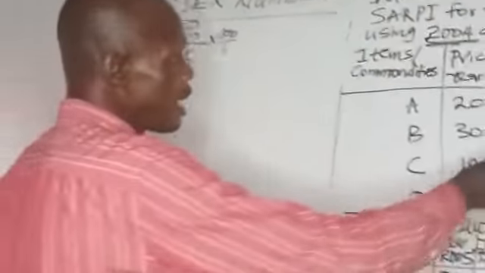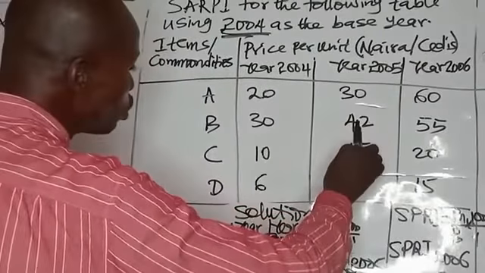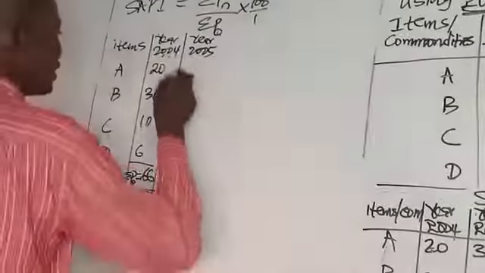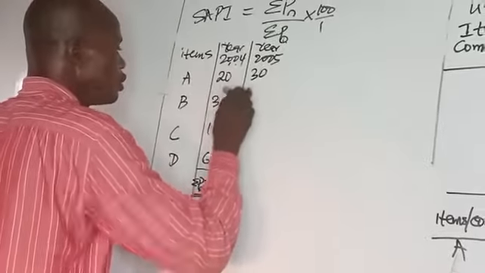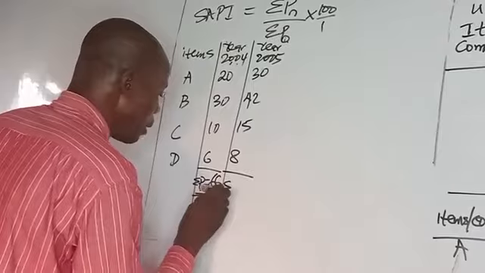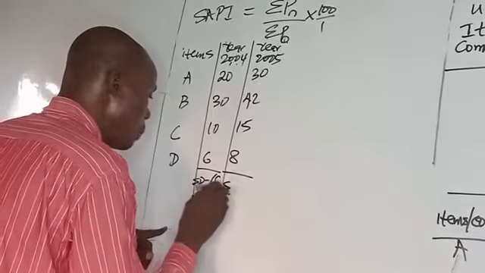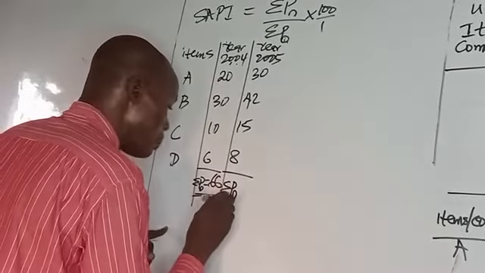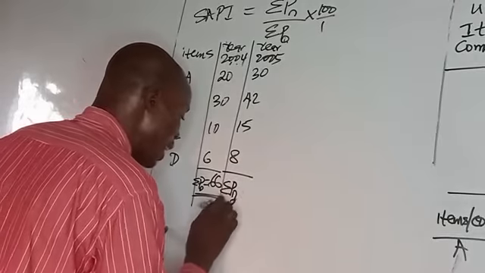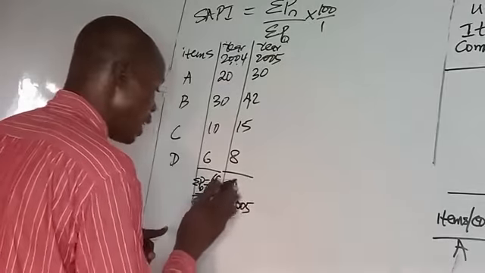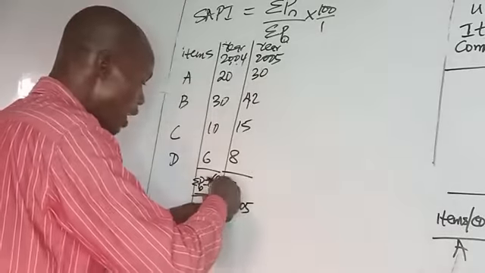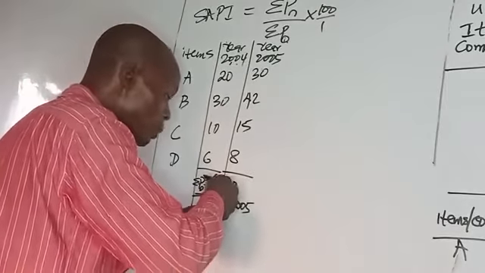Year 2005, we are given 30, 42, 15, and 8. You can sum it up to get the sum of price of 2005, which is our N. Year 2005 is our N, the first N. If you like, you can change this to 1, since you have 2 years involved. So where 2005 will be 1, our N will replace it with year 1.